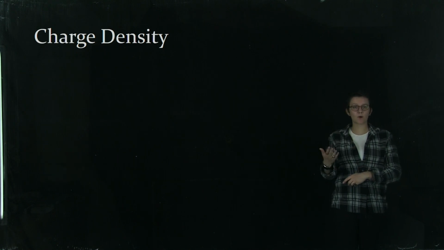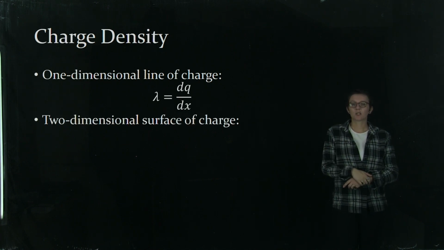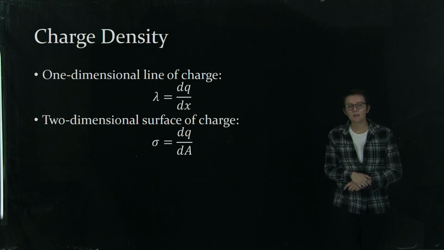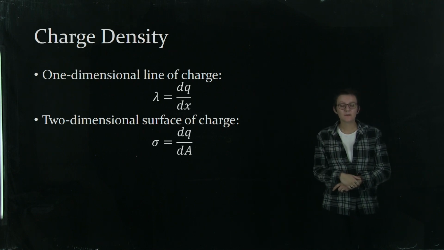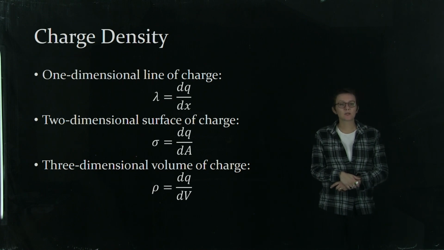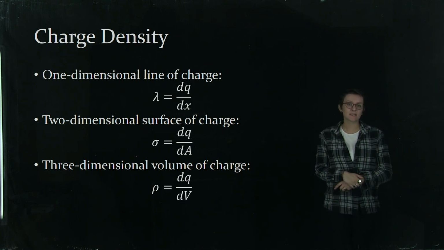So to summarize the different charge densities that we're going to be working with, our one-dimensional linear charge density is dq over dx. A two-dimensional surface charge density we'll represent using the symbol sigma. That's dq over dA, where dA is an infinitesimal area. And then a three-dimensional volume of charge, we'll represent this using the symbol rho, which is dq over dV, where dV is an infinitesimal volume.